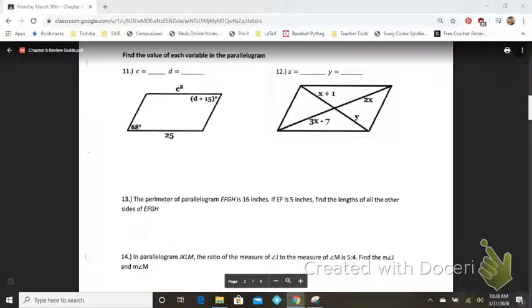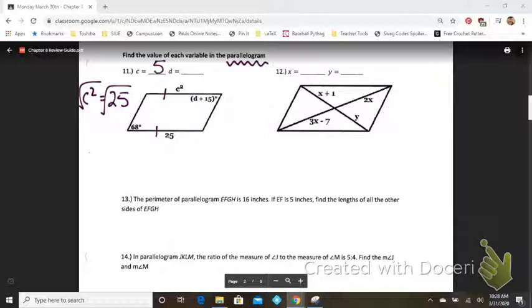All right, on to 11 and 12. We are looking for the values of the variables. We are told that these are, in fact, parallelograms, which is important to us. So if we have a parallelogram on number 11, we know that opposite sides are congruent. So those two sides are congruent. That means c squared should equal 25. To get c alone, I would have to square root both sides, and we would get that c equals 5.